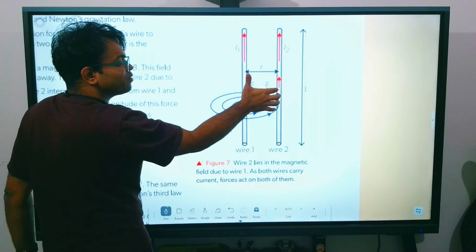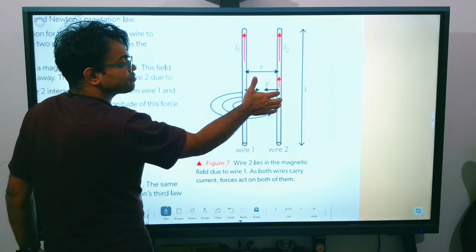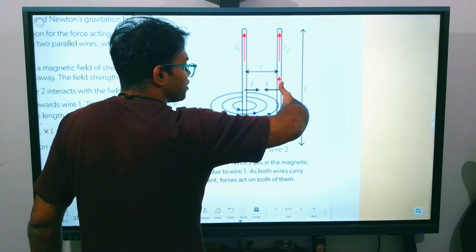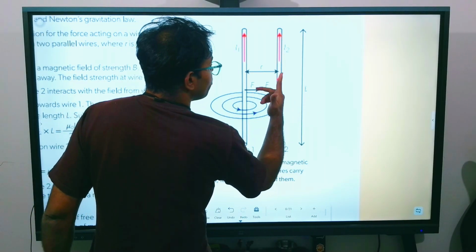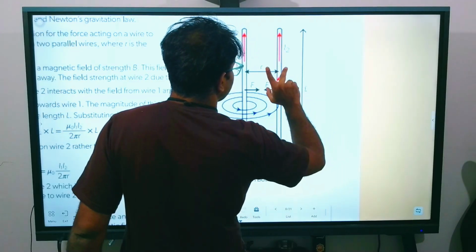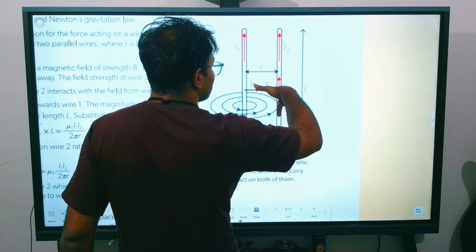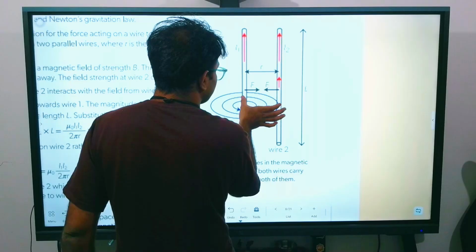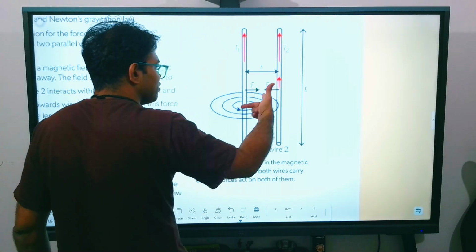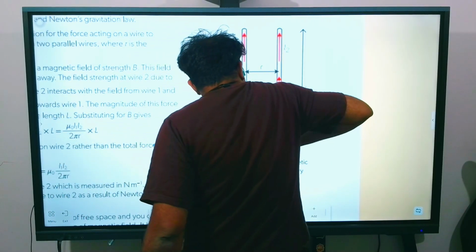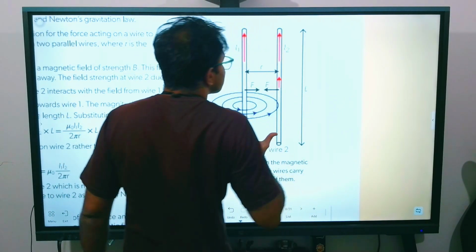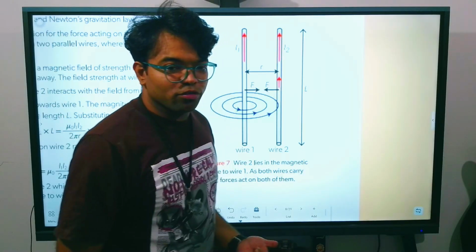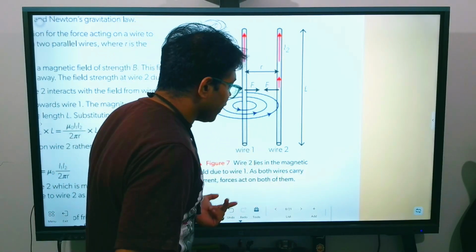So the magnetic field at this point will be inwards, right? So we know the magnetic field to be in this direction. We know the current to be in this direction. So the magnetic field is inwards, the current is in this direction. Therefore, what is happening here? Wait, the magnetic field is inwards, right? So inwards current. Hold on. Again, I am so sorry, I was using the right hand.